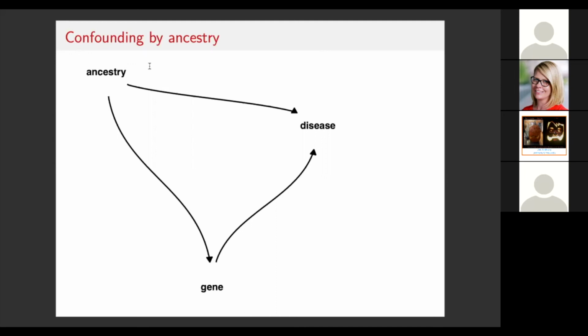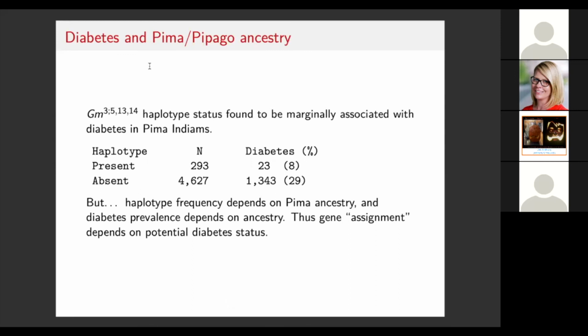I'll show you a famous example of a haplotype that was found to be associated with diabetes in Pima Indians. When the haplotype was present, the prevalence of diabetes was about 8%. And when it was absent, it had a 30% prevalence. So this appeared to indicate that this haplotype, the GM haplotype, was protective for diabetes.